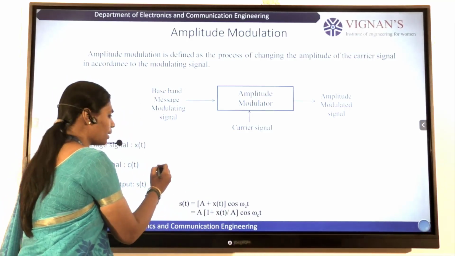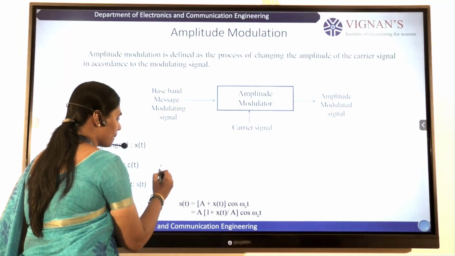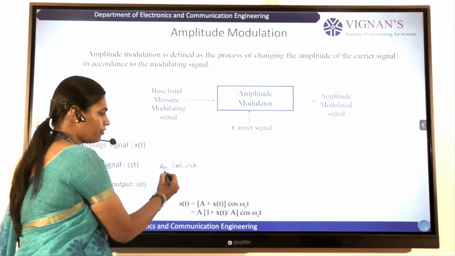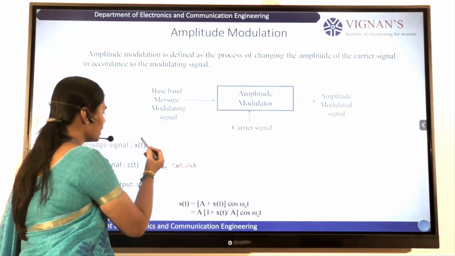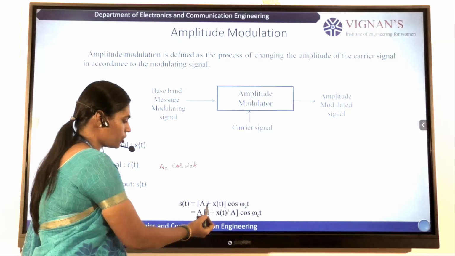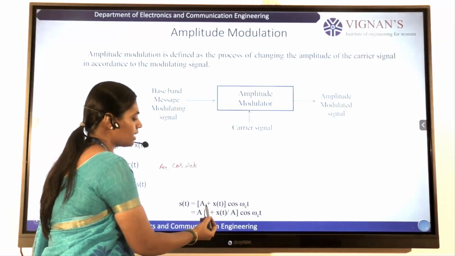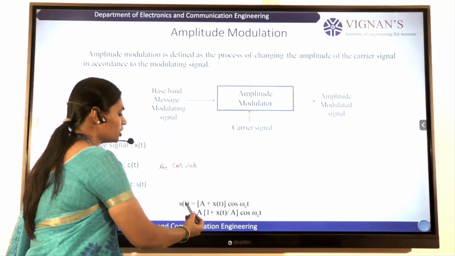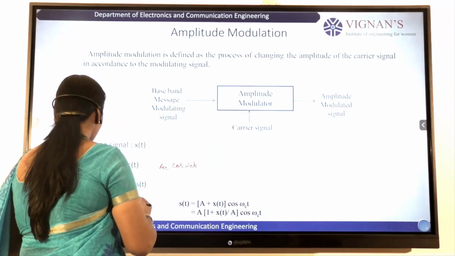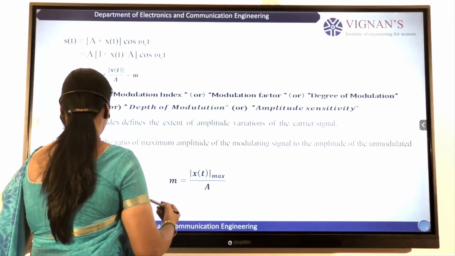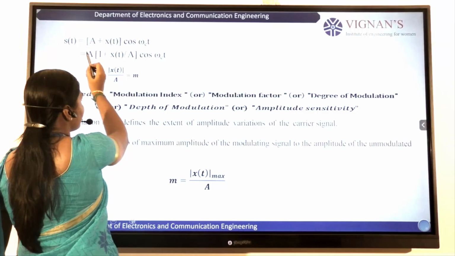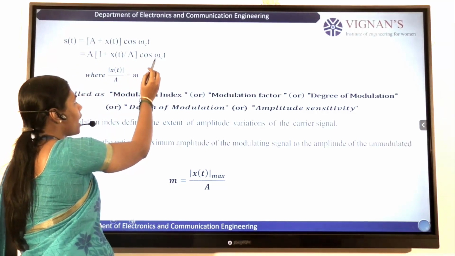The carrier signal c(t) can be written as Ac cos ωct. According to the amplitude modulation definition, in order to perform the modulation process, the message signal x(t) varies the amplitude of the carrier signal. After performing the modulation, the modulated signal can be represented as (A + x(t)) cos ωct. This expression is basically from the definition of amplitude modulation. Now if I bring the amplitude outside, the modulated signal can be represented as A(1 + x(t)/A) cos ωct.